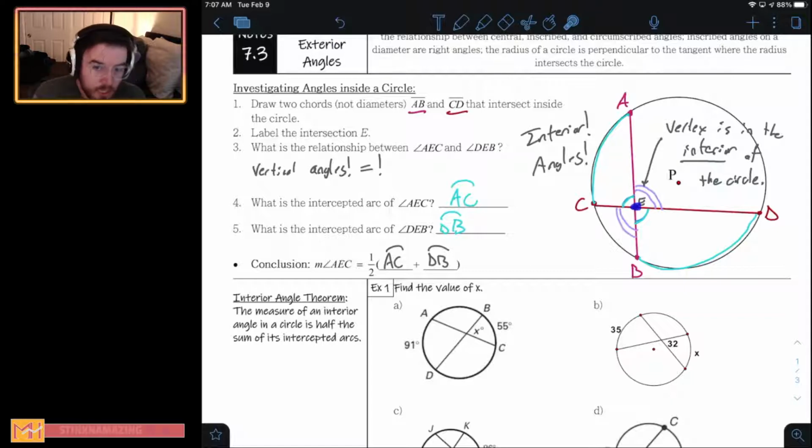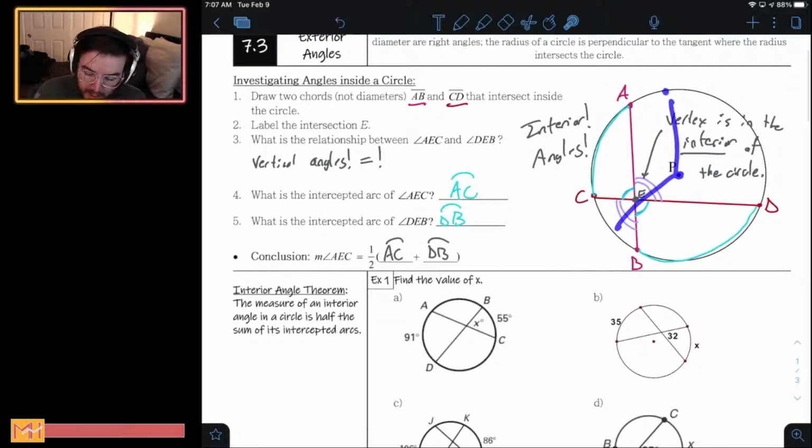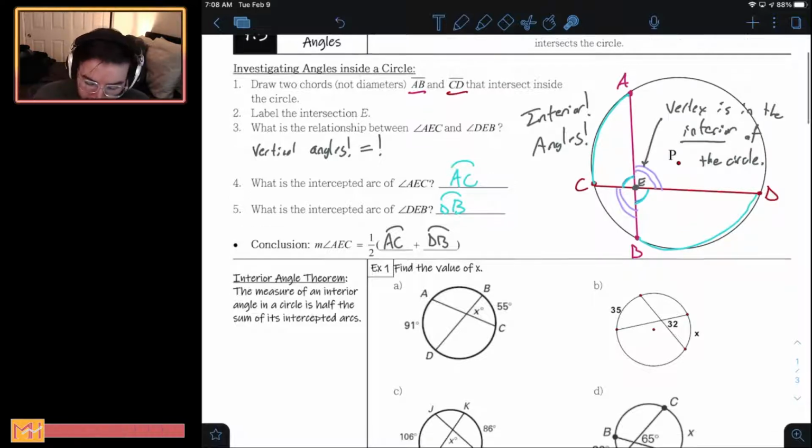This is not a central angle. I can't stress that enough. The vertex is just somewhere inside, but it's not specifically at point P. P is the center, so if I were to draw an angle like that, that's a central angle. But when we draw this angle, the vertex is just somewhere on the inside. We call it an interior angle.